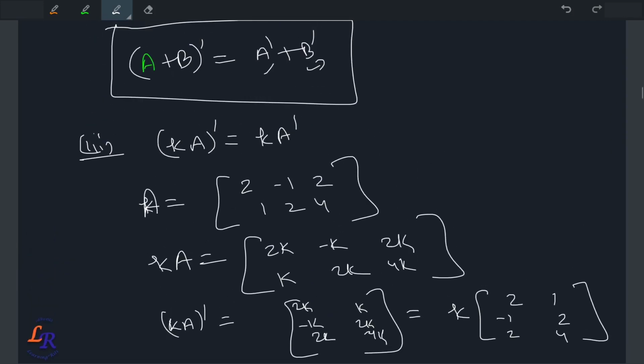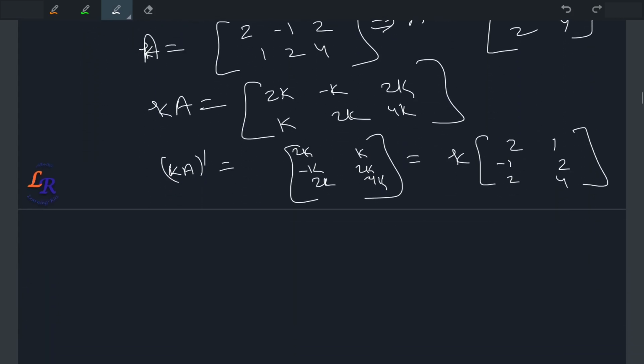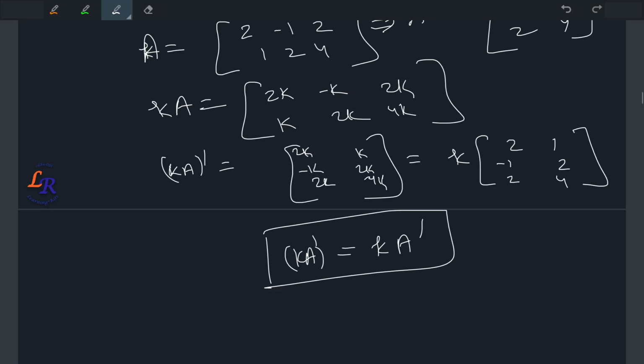And here if you take A dash from here, what would be there? A dash is equal to 2 minus 1 2 1 2 4. So now you see this A dash is equal to this value, so you can replace this as K A dash, right? It means K A whole dash is equal to K A dash. So that is another important property as we just saw.